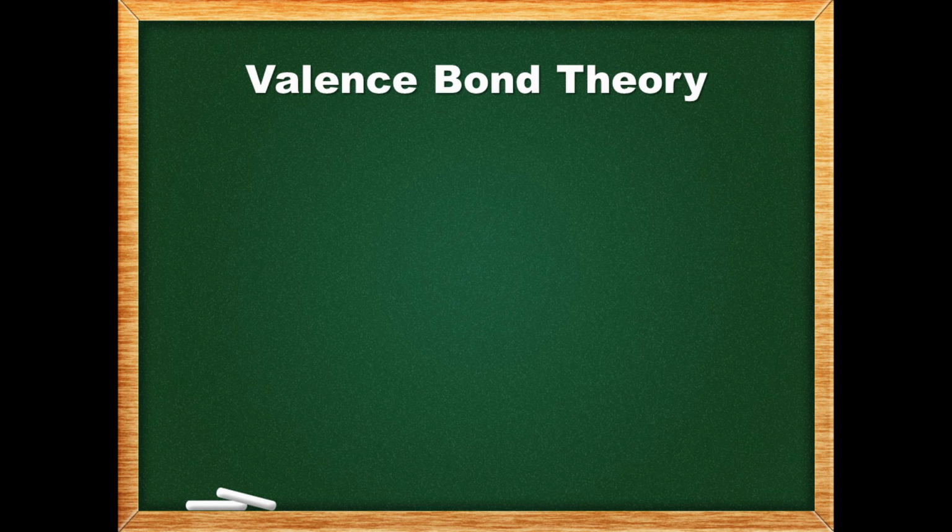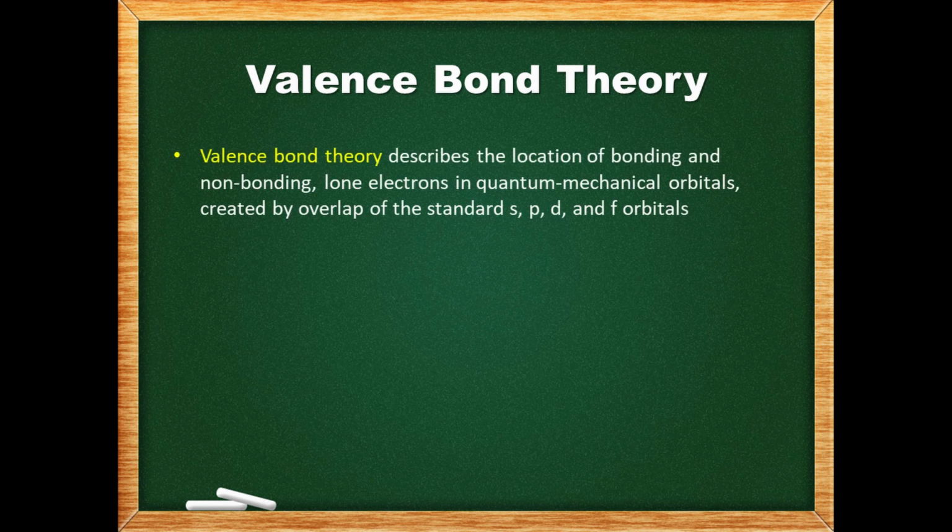While Lewis structures are certainly very useful, they have some limitations and oversimplifications. For example, we know that electrons are not accurately represented as pairs of dots in a region of space between two atoms that produce a bond. The quantum mechanical model explains that electrons actually exhibit particle-wave duality in atoms and that they are located in orbitals. The theory we'll look at now, valence bond theory, describes the location of bonding and non-bonding lone electrons in quantum mechanical orbitals, created by the overlap of standard s, p, d, and f orbitals.